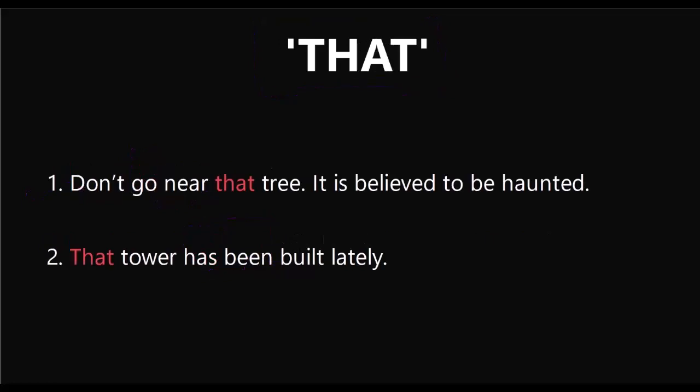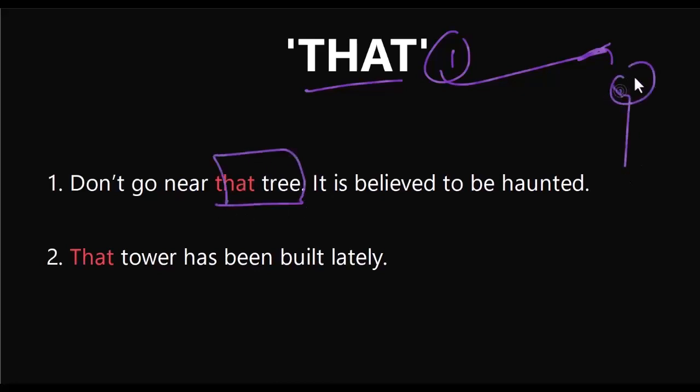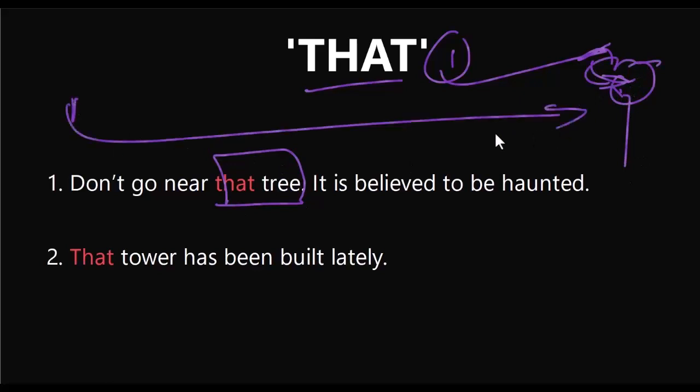The next is that, one in number, far away from the speaker. Don't go near that tree. It is believed to be haunted. Don't go near what? That tree. There's a tree and the speaker is here. It is far away from the speaker. So the speaker is pointing at the tree. That tree, one in number, far away from the speaker. Why? It is believed to be haunted. That is why. Don't go there.